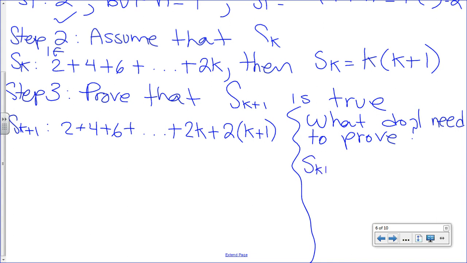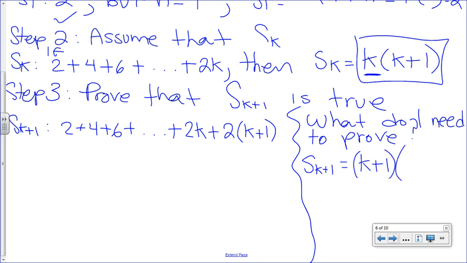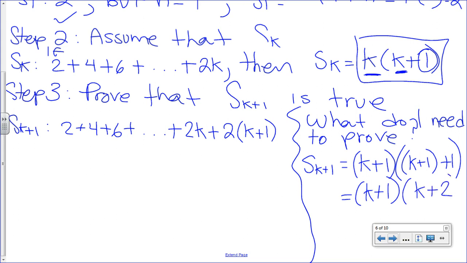The s sub k plus 1, if you substitute that in this formula, then we have another k, so we're going to substitute that k with a k plus 1. And then we still have another plus 1. So this should be k plus 1 times k plus 2. So that is what we need to prove. So now I want you guys to do it.